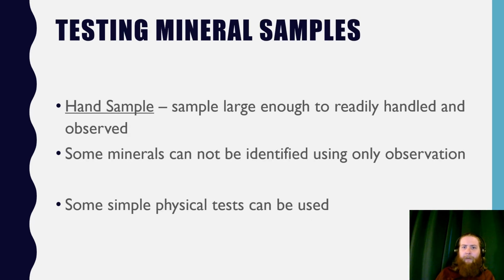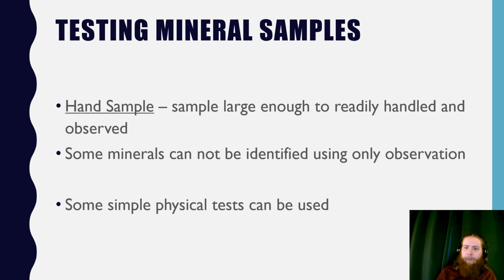When we test mineral samples, we're going to use hand samples. These are samples large enough that you can hold in your hand, that you can easily observe. Some minerals can't be identified using only one observation. You're going to have to use more than one trait to determine these minerals. You'll have to use a mix of cleavage and color and hardness.